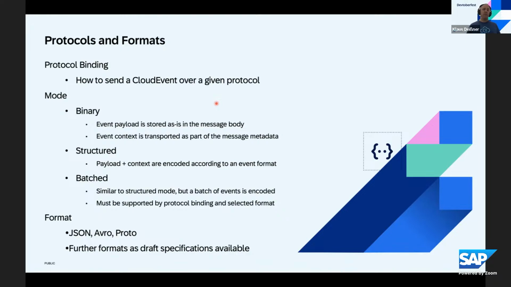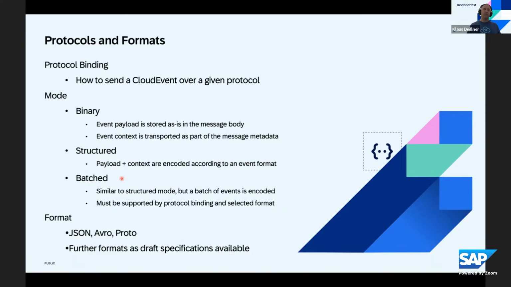And we have quite a few bindings: AMQP, MQTT in various versions, NATS, HTTP, Kafka. I might even forget a few. On the other hand, there are those modes, and not all modes are relevant for all protocols. But the third one I didn't show yet is batched. That is quite similar to structured. As far as I know, it's so far just used in HTTP.